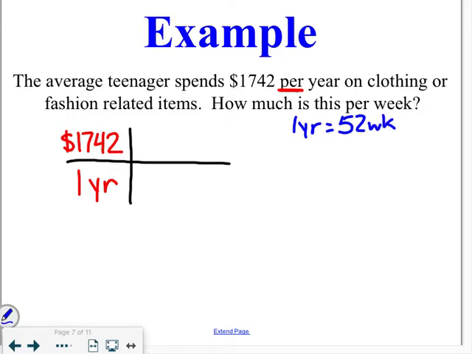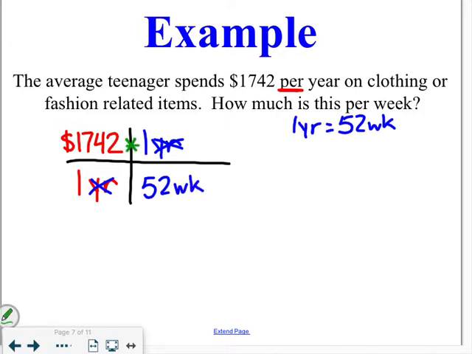So I have to plug that in. Again, you want to plug it in so that the units that you are canceling out, or the units that you are converting, are opposite from one another. And then we multiply to solve.